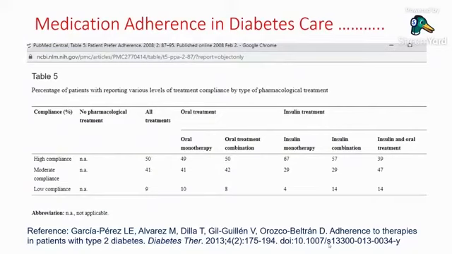The literature is replete with huge statistics and huge data on medication adherence in diabetes care. We have mentioned the simplicity or lack of complexity in the prescription, and here is one study in which they compare oral and insulin treatment, and even the oral treatment, oral monotherapy or oral combination therapy, or insulin monotherapy, insulin combination therapy, and insulin plus oral treatment.